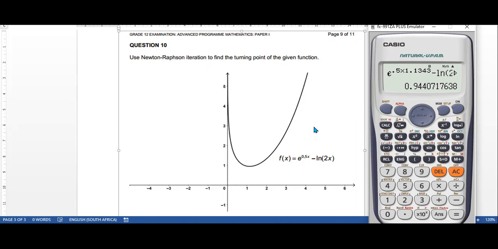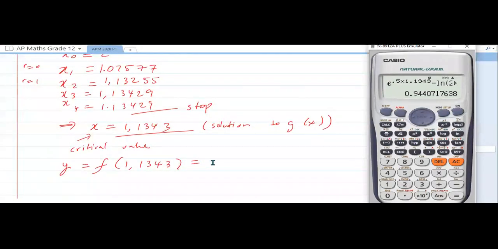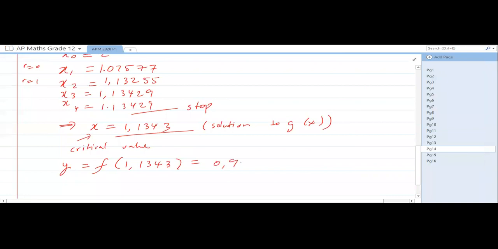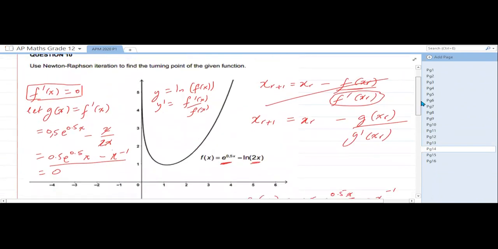We get the answer 0.9441. So I've entered this f of 1.1343 in the calculator, in other words in the original function, e to the power 0.5 times 1.1343 minus ln 2 times 1.1343. Right, so I've got an answer which is 0.9441.